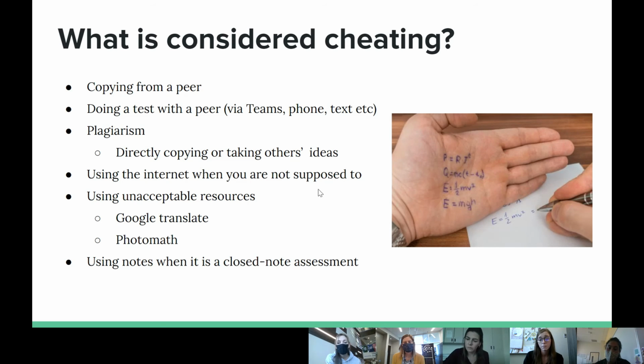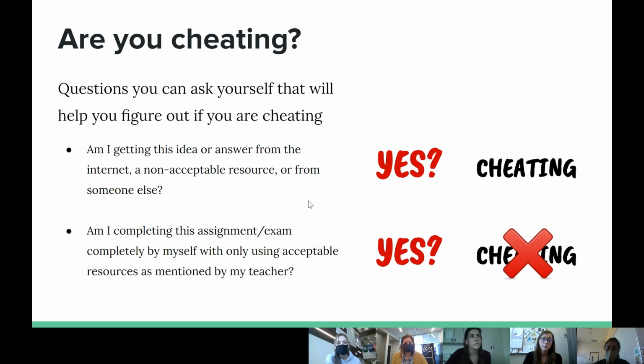Also using the internet when you're not supposed to. Using unacceptable resources, and your teachers are letting you know what these unacceptable resources are. For example, Google Translate or PhotoMath. Also using notes when it's a closed note assessment. Again, your teacher is going to let you know when it is a closed or open note assessment. If it's a closed note assessment, if you are using your notes, that is cheating also. Next slide, please, Ms. Bess.